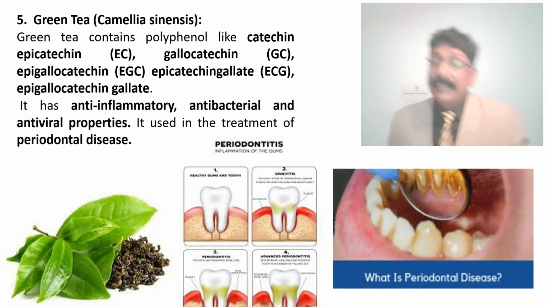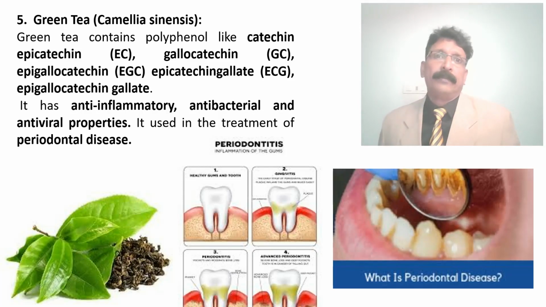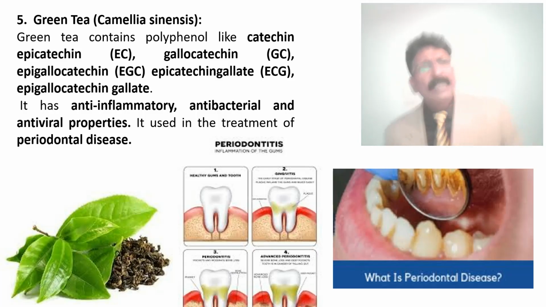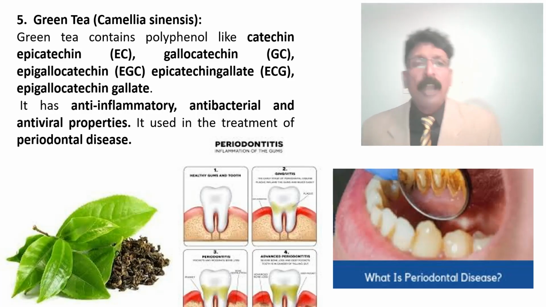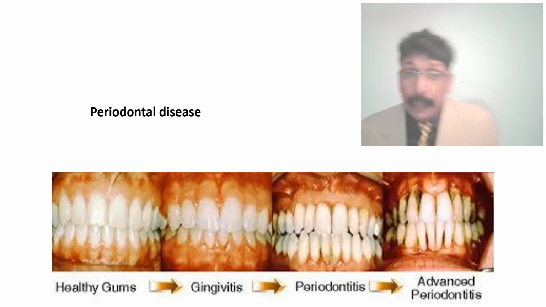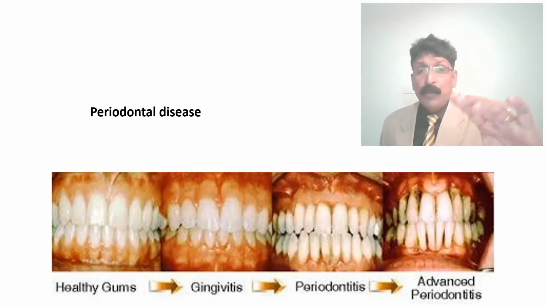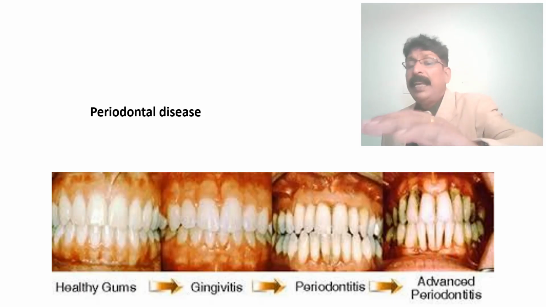Periodontitis is a condition where the teeth are completely removed, starting with gingivitis. It has anti-inflammatory, antibacterial and antiviral properties, so green tea is used in the treatment of periodontal diseases. You see the periodontal disease: healthy gums, the gums are not swollen. Gingivitis, redness of the gum, started swelling. Periodontitis, the teeth will become scrapped, eroded, and finally it will be removed. Advanced periodontitis, you can see how it is shown in the picture.